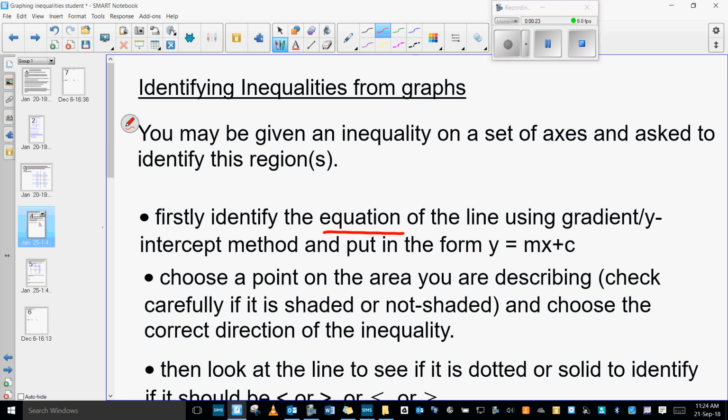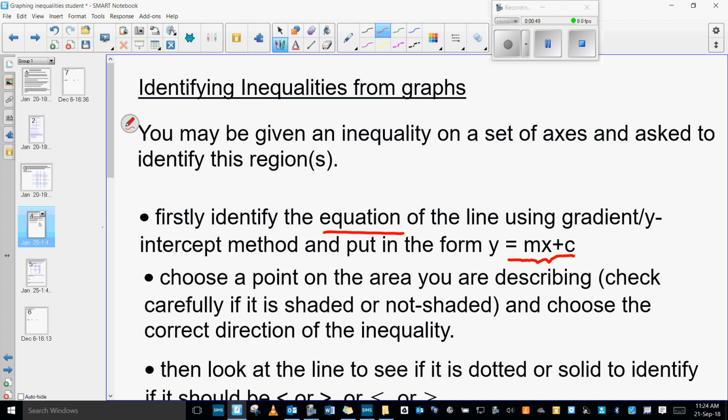Okay, most of the time there'll be at least one diagonal, so you just need to remember the whole y equals mx plus c business. What does m represent? The gradient, and c is the y-intercept. Good. Choose a point on the area you're describing. Okay, so double check the question, do they want the shaded part or the non-shaded part? So it should be clear.